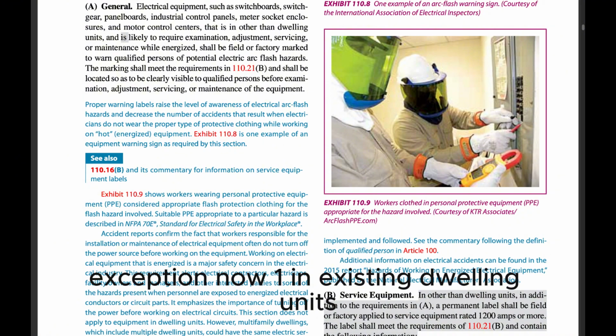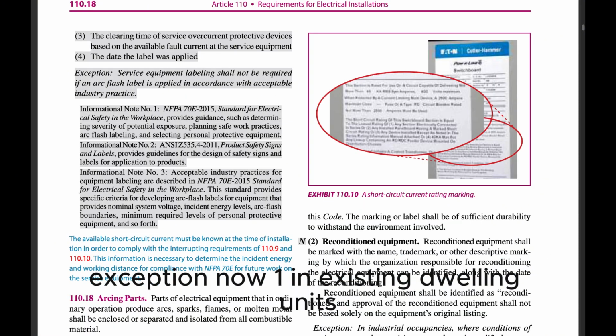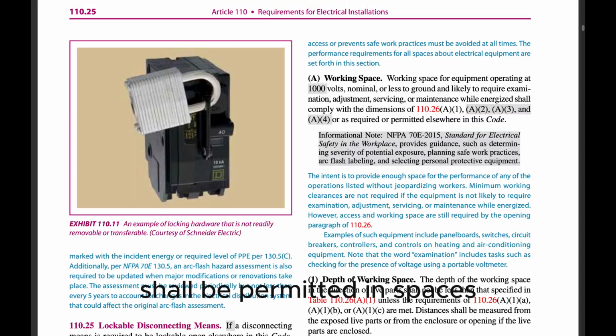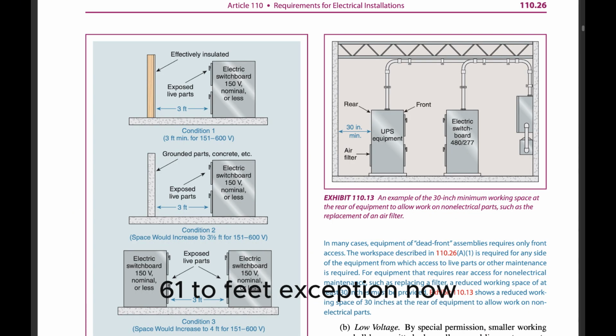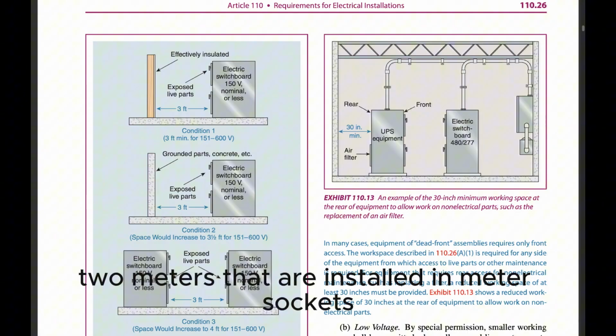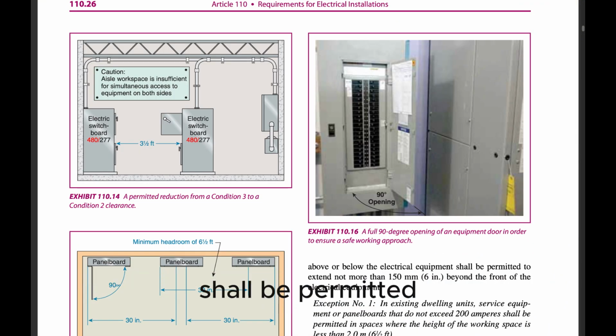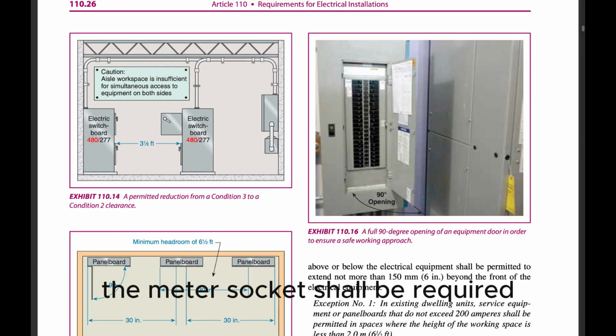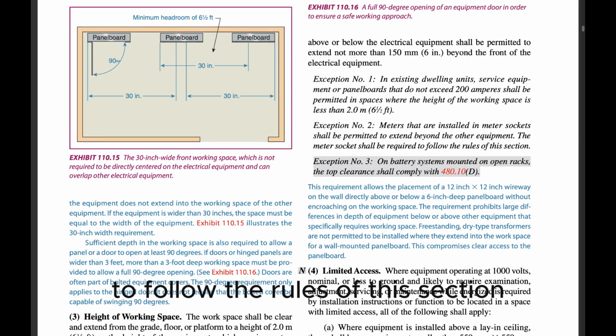Exception no. 1. In existing dwelling units, service equipment or panelboards that do not exceed 200 amperes shall be permitted in spaces where the height of the working space is less than 2.0 meters (6½ feet). Exception no. 2. Meters that are installed in meter sockets shall be permitted to extend beyond the other equipment. The meter socket shall be required to follow the rules of this section.